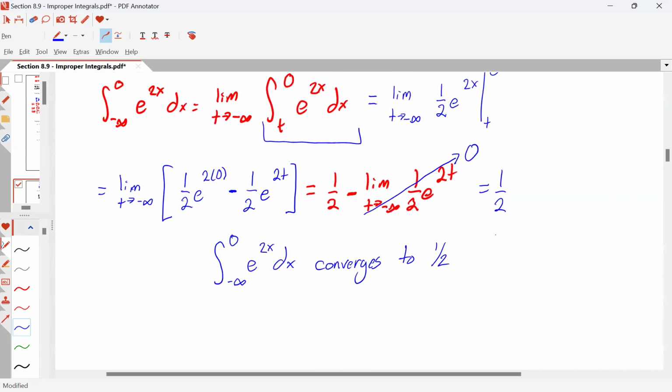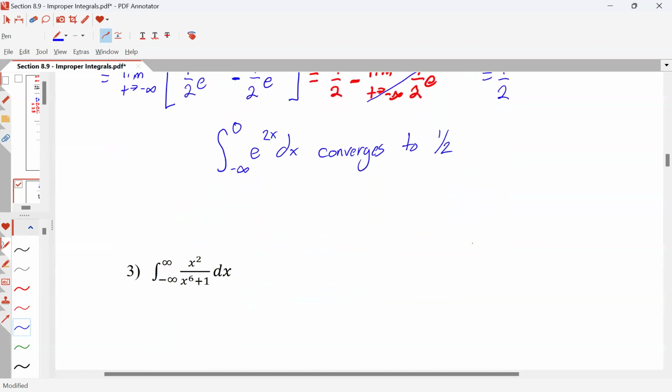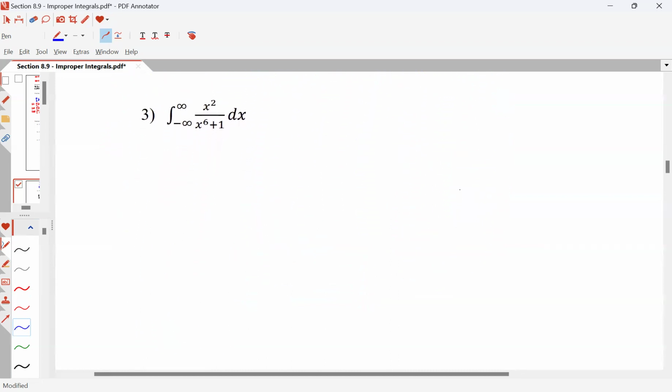Let's take a look at another example. We have the integral from negative infinity to infinity of x squared over x to the 6th plus 1 dx. First things first, we have a bound of infinity in both the lower bound and the upper bound. This means we're going to have two limits.